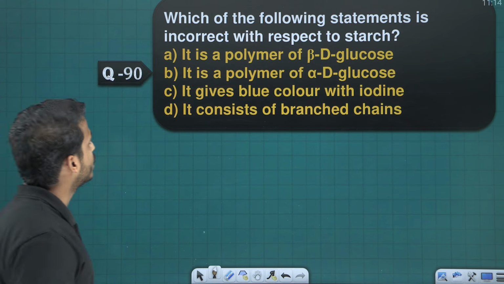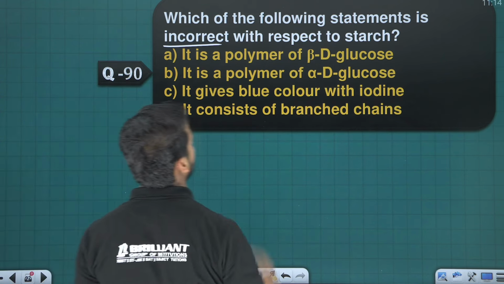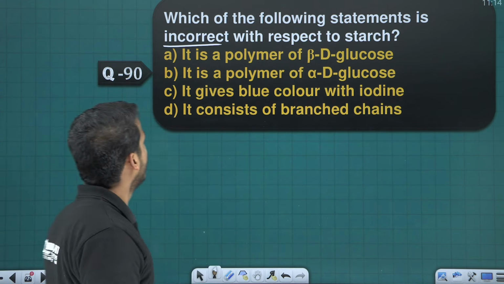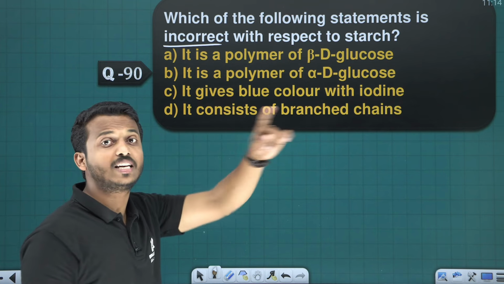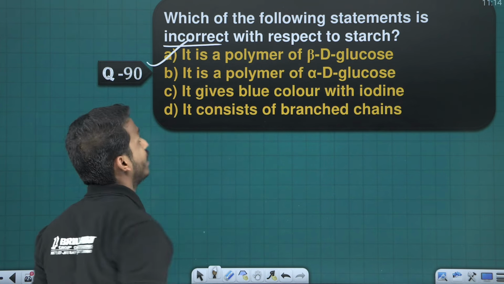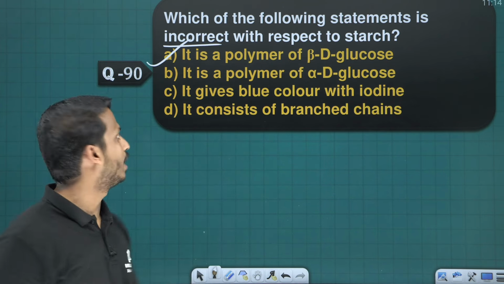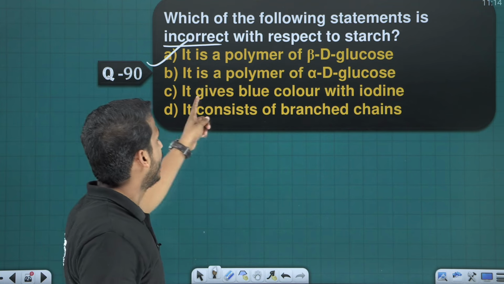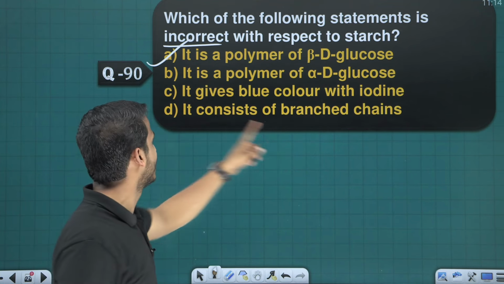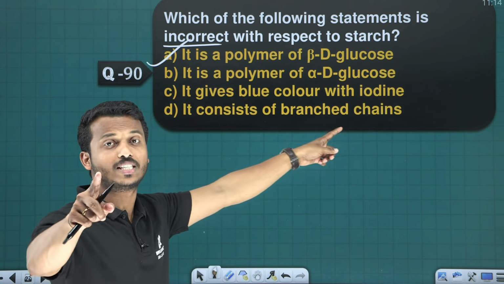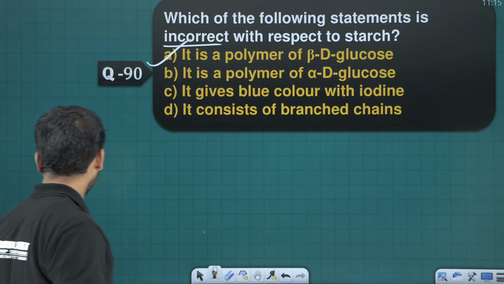Which of the following statements is incorrect with respect to starch? It is a polymer of beta D glucose. No. Starch is made up of alpha D glucose. Yes, it is a polymer. Yes, it gives blue color with iodine. Yes, it consists of branched chains. Amylopectin is there.